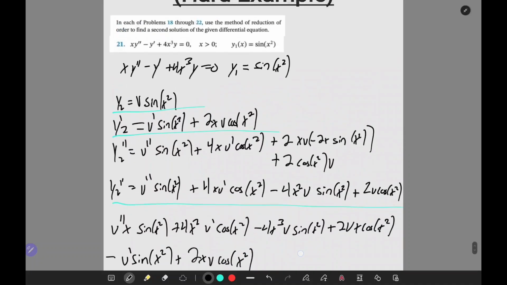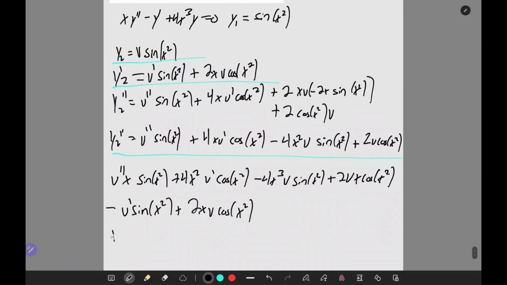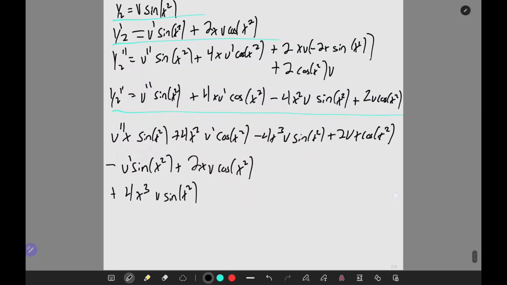And we have one more line. We have plus 4x cubed times v sine of x squared. So just v sine of x squared. Okay. I could fit this up here, actually.